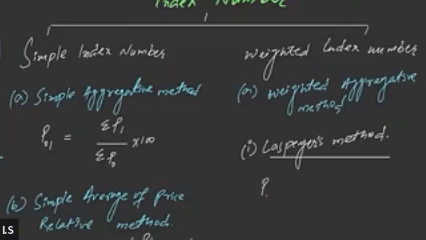The formula is P01. P01 is the sign of the index number. Just like if you want to find the correlation, you use r; if you want to calculate the mean, you use X bar; if you want to calculate the mode, the sign for mode is M0. Similarly, to calculate the index number, we use P01. The formula under Laspeyres' method is sigma P1 Q0 divided by sigma P0 Q0 into 100.